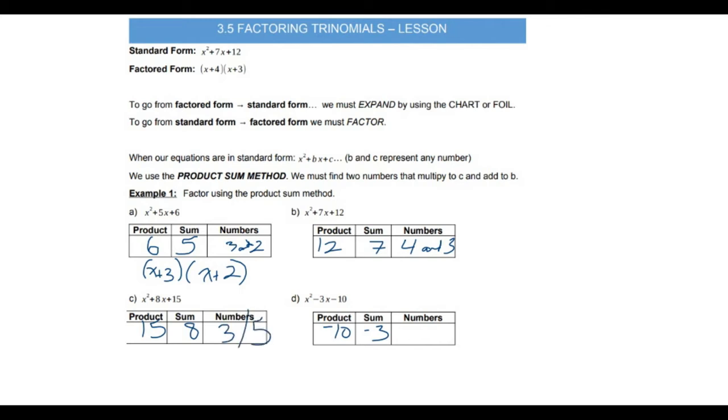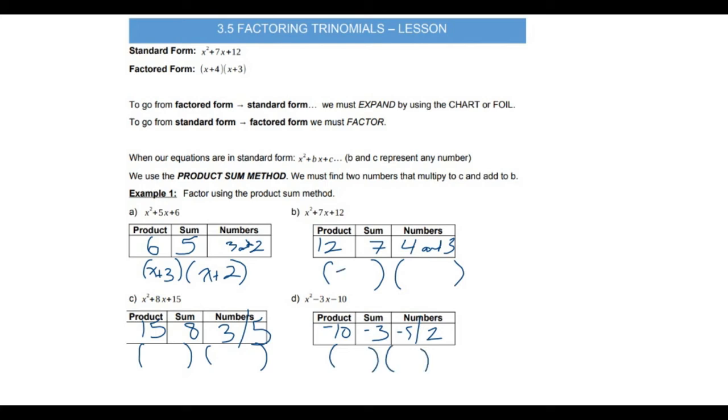Same thing here. The numbers that we had together would be negative 5 and 2. Yeah, that makes sense. Negative 5 and positive 2. Right? And then every answer is going to wind up looking just like this. Every answer for factored form is going to end up looking just like this.